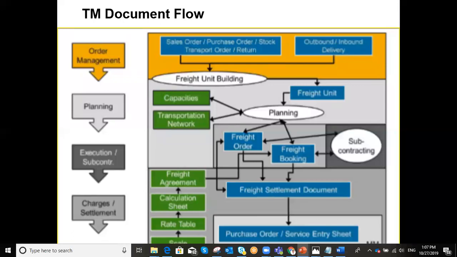For each freight order, freight booking is necessary, right? Yes, because freight booking is also a part of planning.